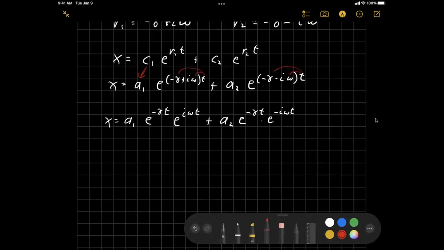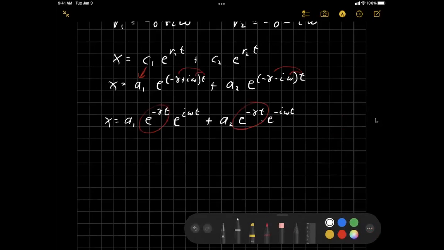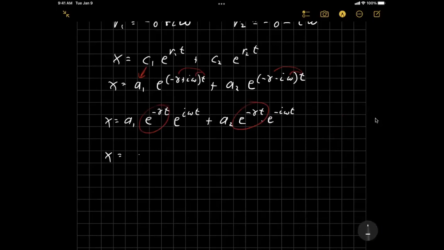Okay, now a nice thing is we have common factors. So let's bring those out. It turns out we have the same decay factor, which is why we called gamma the decay constant for both terms. Plus a2 e to the negative i omega t. Okay, and that's our solution. It's just not in a very helpful form because we have imaginary exponents on e.